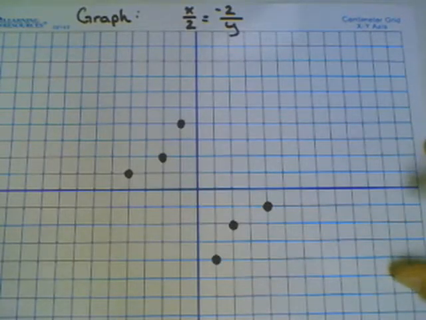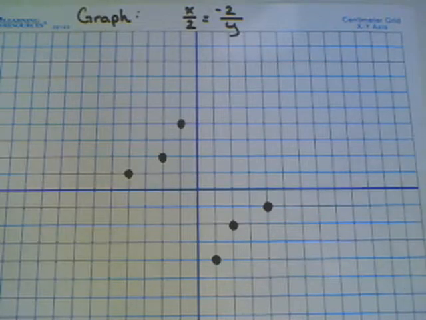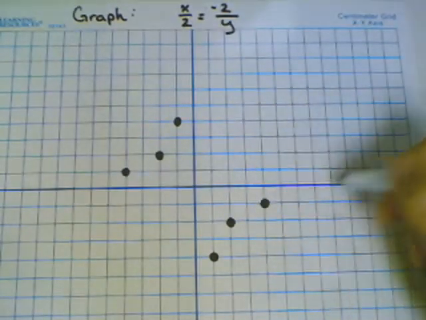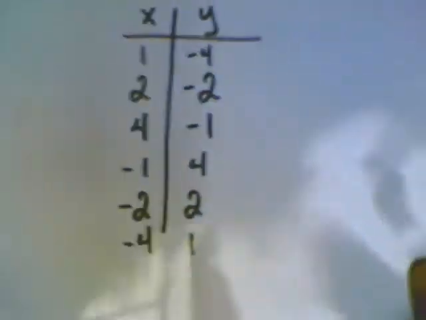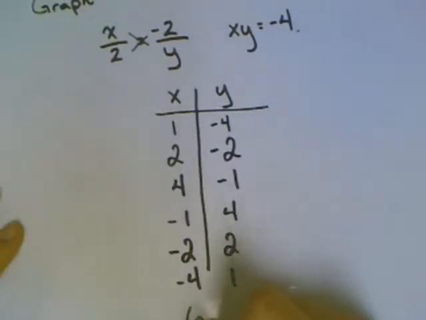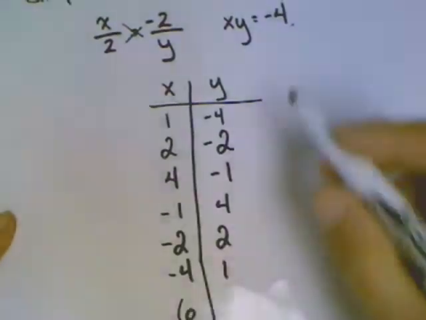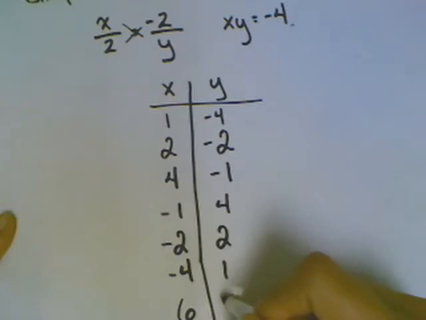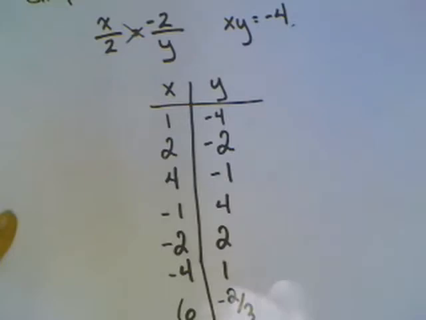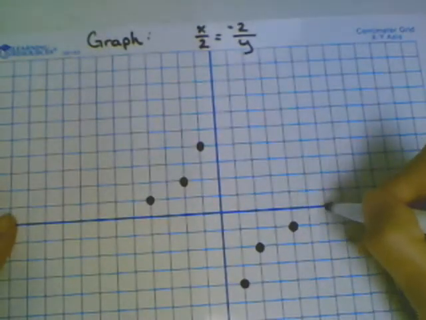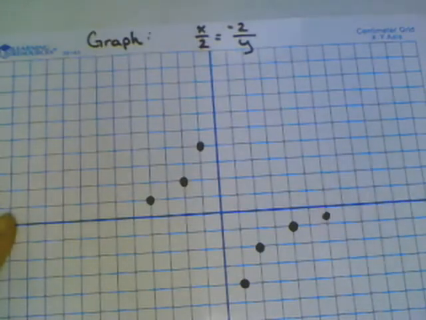Now, if we're not sure what this graph is supposed to look like, some more points might be helpful. I'm going to try to see what happens if I plug in bigger numbers for x. Okay, so if x, let's say, is 6, 6 times what is negative 4? Well, it would have to be some kind of fraction, and I believe it would be the fraction negative 2/3. Yep. So 6 and negative 2/3 would be right here.